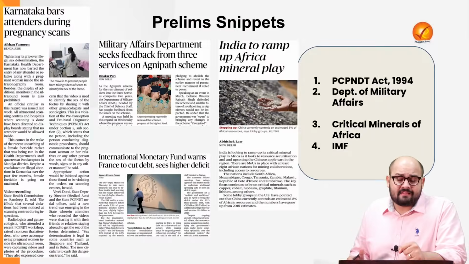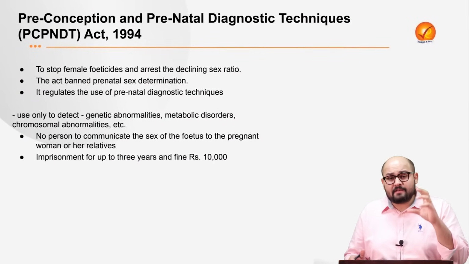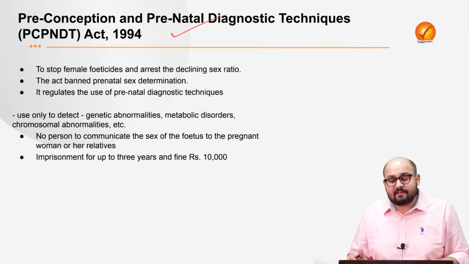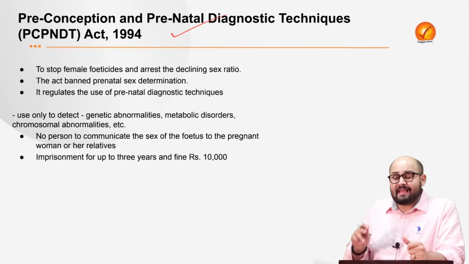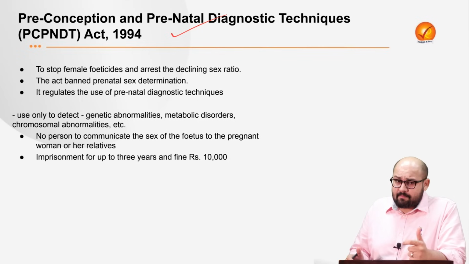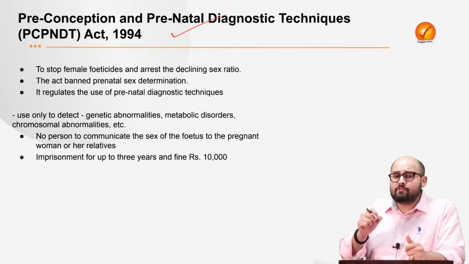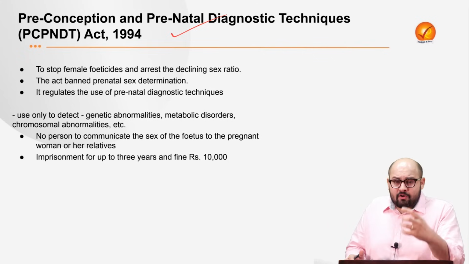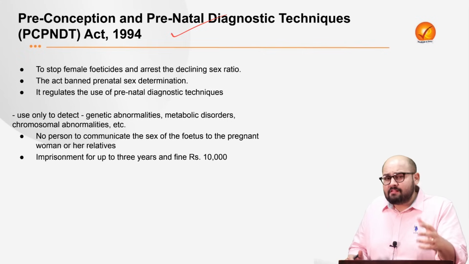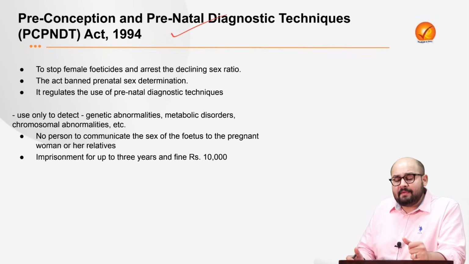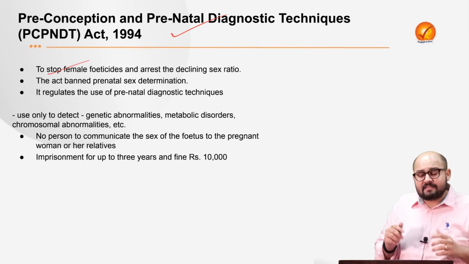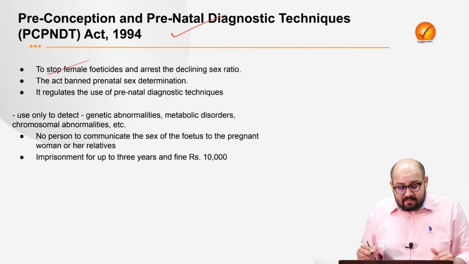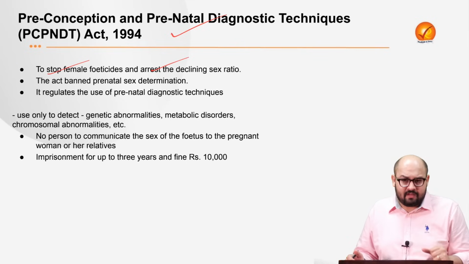Now, coming to the prelims snippet section, the first article is with respect to the Preconception and Prenatal Diagnostic Techniques Act of 1994. Before this act came into prominence, we had a lot of cases where sex determination of the fetus used to take place, because people used to abort the girl child, right? In order to curb this practice or to end this menace, we had this act, the PCPNDT, that is the Preconception and Prenatal Diagnostic Techniques Act. The objective of this act is to stop female feticide and arrest the declining sex ratio.